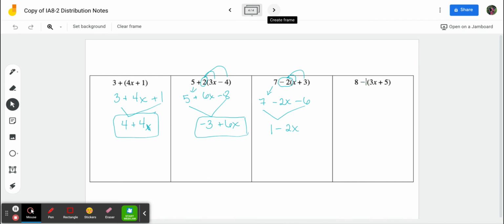So we're going to take that negative 1, multiply it by 3x. That's going to give me negative 3x. Negative 1 times a positive 5 is negative 5. I'm going to drop down that 8 because it's outside of that, and then just combine my like terms. 8 plus negative 5, or 8 minus 5, is 3. Drop down that minus 3x, and there's my final answer.